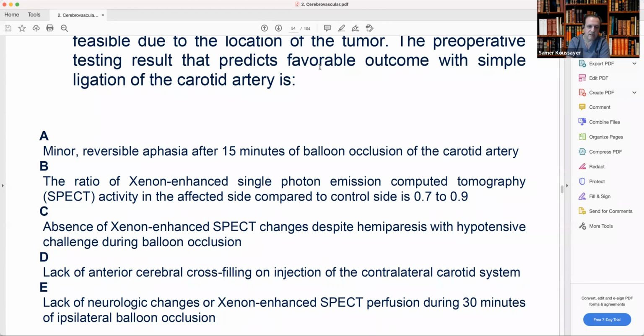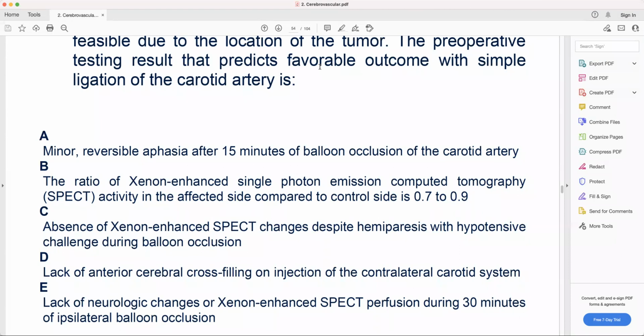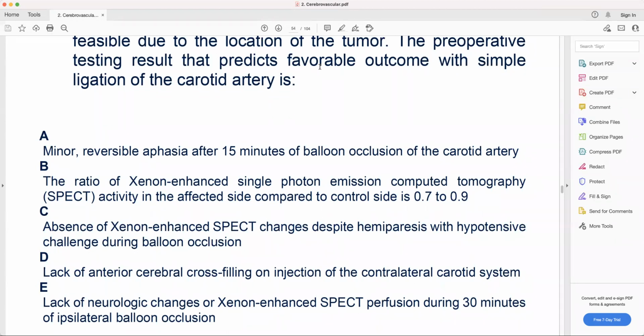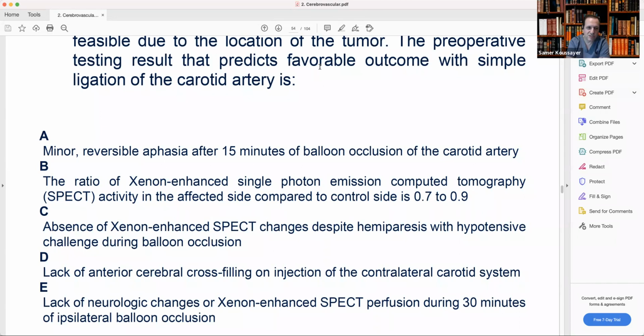Somebody put the numbers, and this was the number you have to remember: 30 minutes. Of course, you need to heparinize the patient. Don't go and occlude the internal carotid for 30 minutes, you get thrombosis. Don't forget to heparinize the patient very well. And be sure the patient is awake.